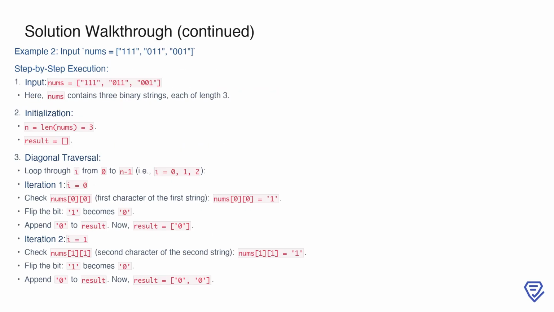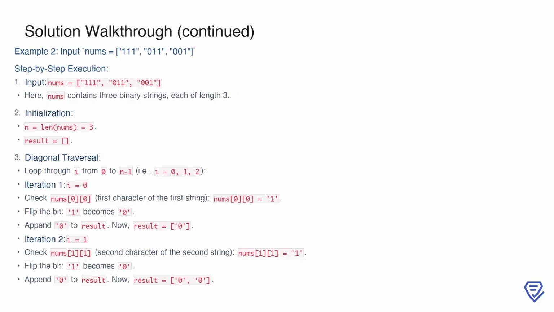For the next example, the input is nums equals ["111", "011", "001"]. Here, we have three binary strings, each of length 3. As before, we initialize n equals 3 and start with an empty result list. We then begin the diagonal traversal. In the first iteration, where i equals 0, we check the first character of the first string, nums[0][0], which is 1. Flipping this bit gives 0, so we append 0 to result.